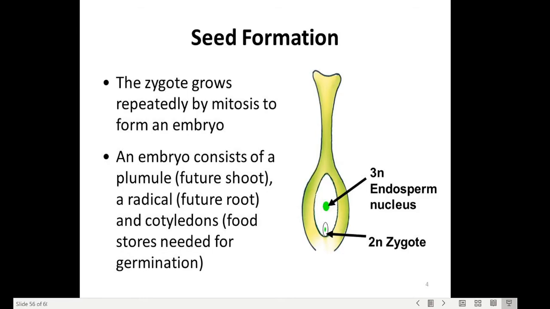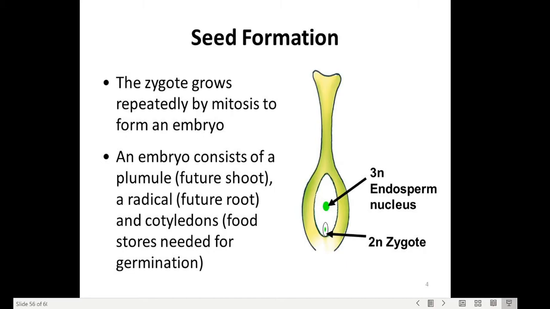Seed formation is a basic thing. If you have a zygote, here we have a 3n endosperm nucleus. We need the basic seed form. We need a 2n zygote and a 3n endosperm. The zygote grows rapidly by mitosis to form the embryo. Embryo consists of the plumule. Plumule is the future shoot formation, and the root formation. These two are very important in seed formation, shoot formation and root formation.